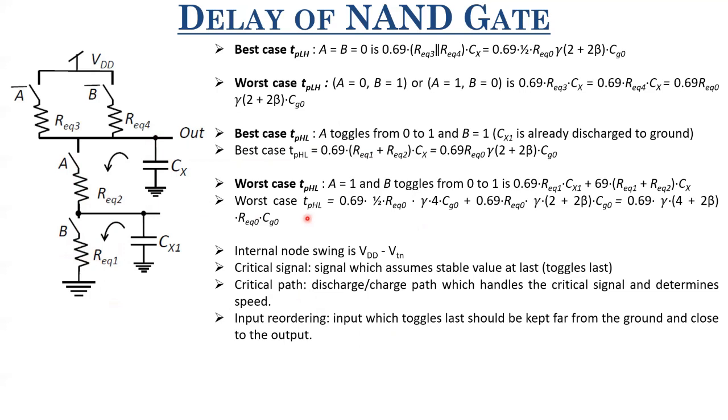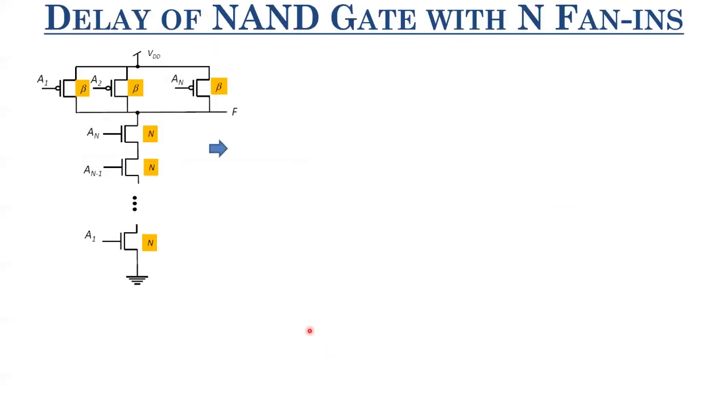So the general trend is to reorder the inputs such that the gates which are close to Vout and far from the ground receive the critical signal. So that is a design guideline. Okay. Now let us see what happens when you use n input NAND gates.